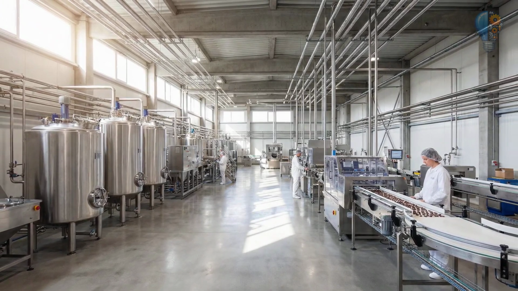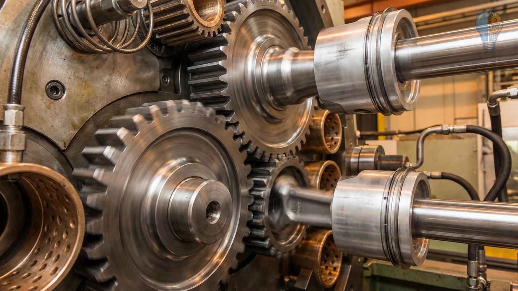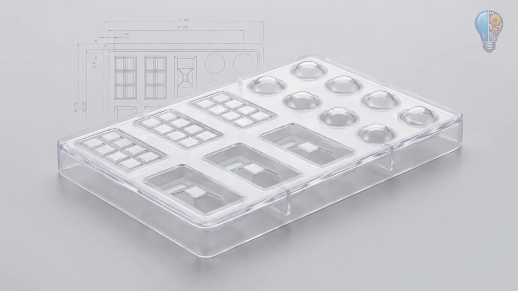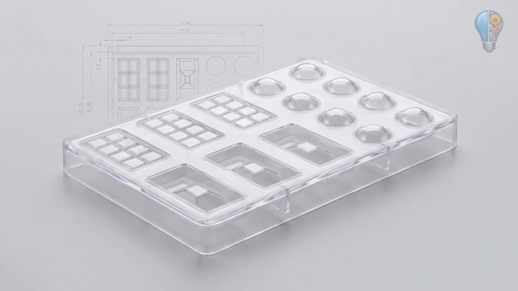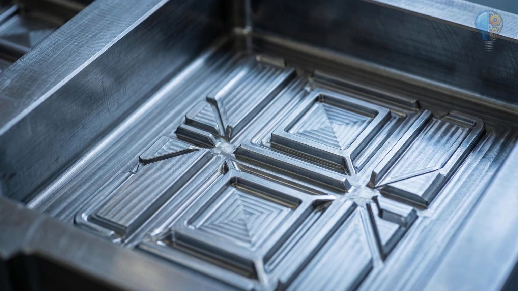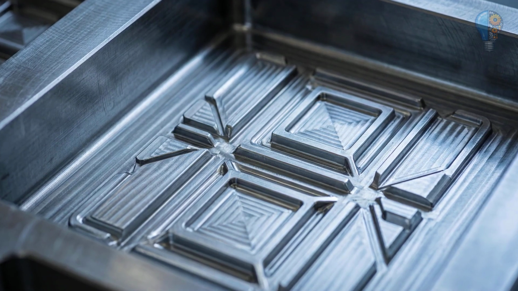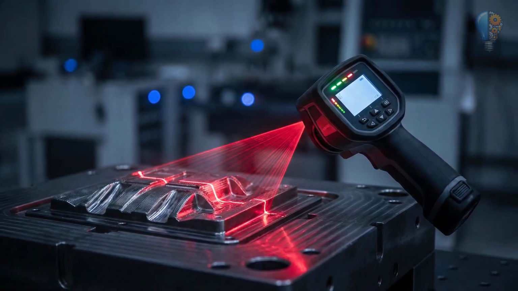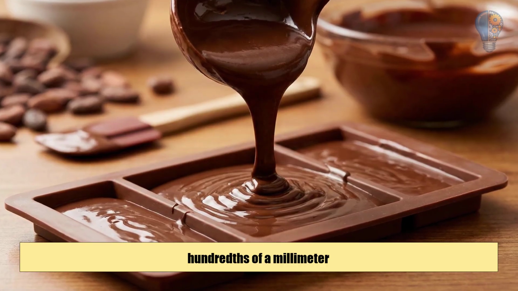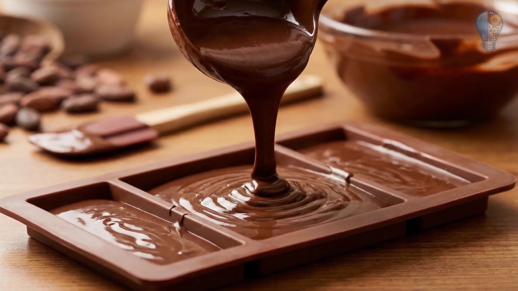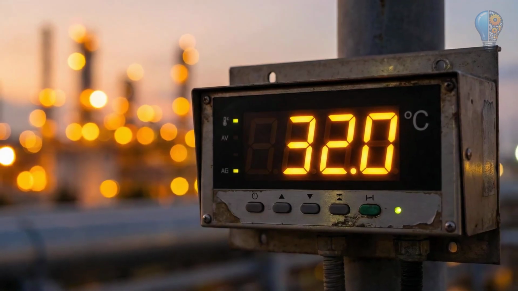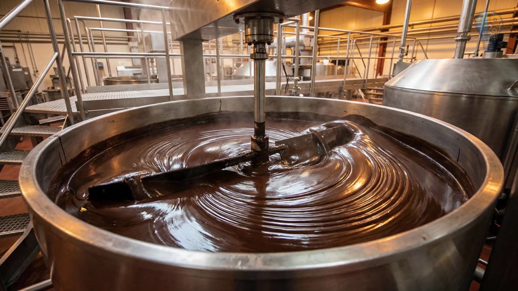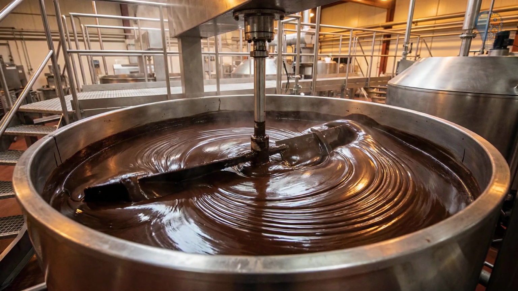The manufacturing process for creating these break lines is surprisingly sophisticated. Modern chocolate production uses precision-machined molds made from polycarbonate plastic or stainless steel. These molds have raised ridges that create the grooves in the chocolate, and the dimensions of these ridges are controlled to tolerances of hundredths of a millimeter. The chocolate is deposited into the molds at a specific temperature, usually around 30 to 32 degrees Celsius for milk chocolate, through a process called tempering.